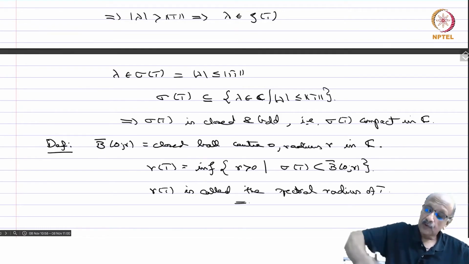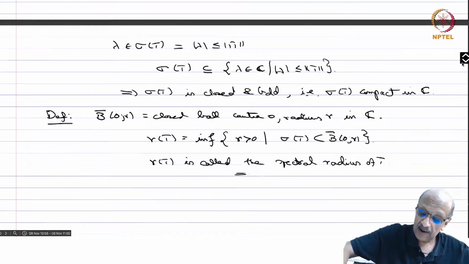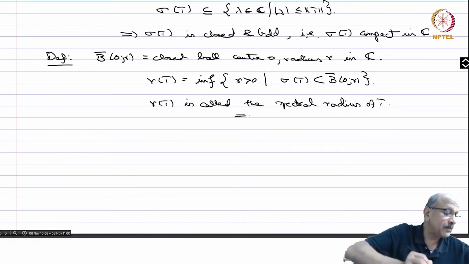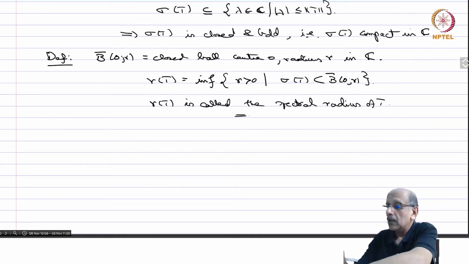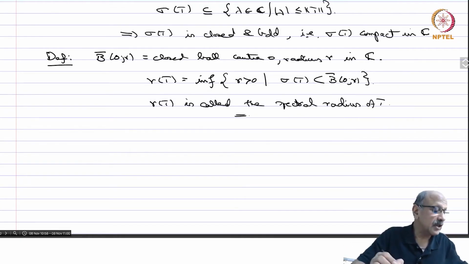So now we want to show that the spectrum is in fact a compact set, but it's a non-empty compact set. So elements always exist in the spectrum. Okay, so let us try to show that.